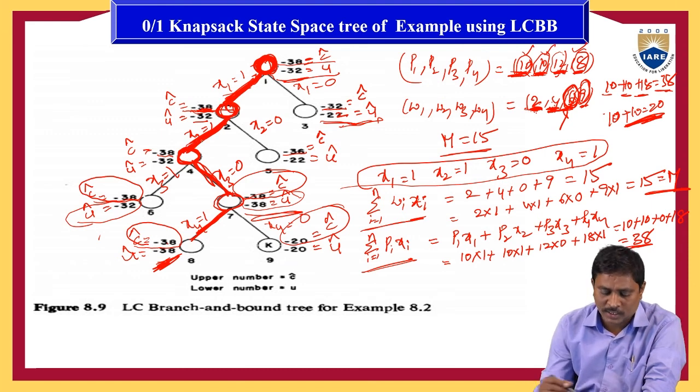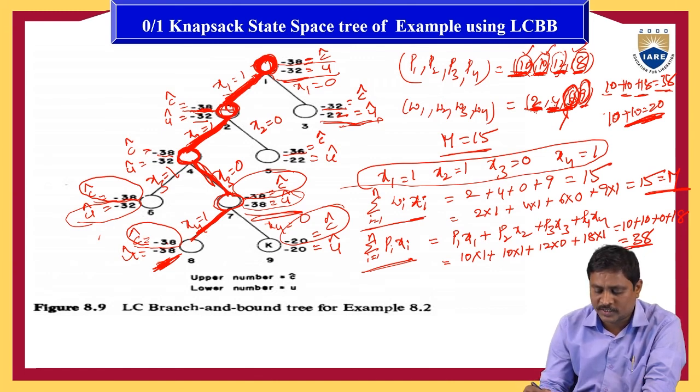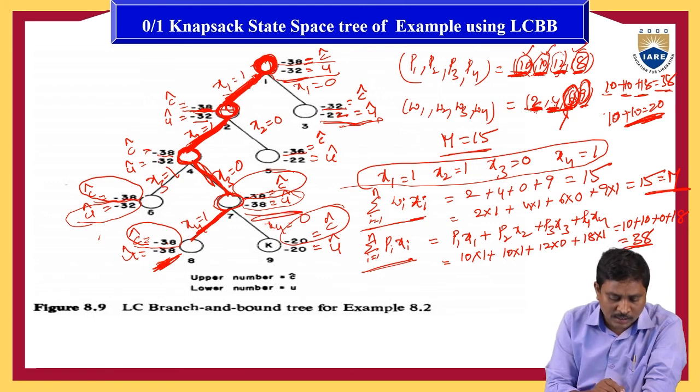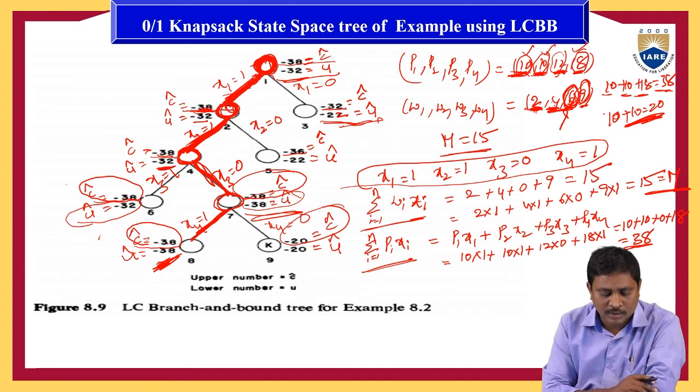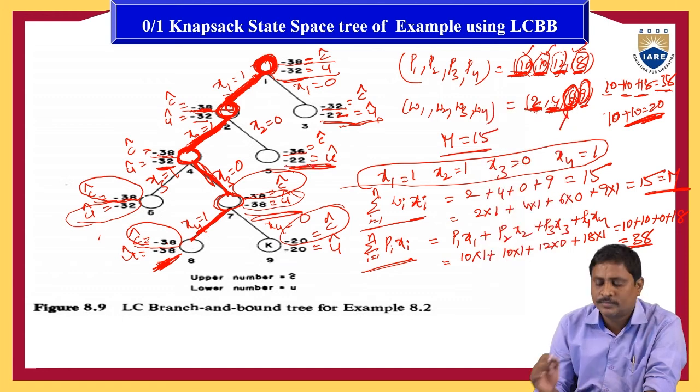Here we have already considered the W1 weight value. Next we consider the W2 weight value. 2 plus 4 is 6, 6 plus 6 is 12, 10 plus 10 plus 12, minus 32 is the upper bound, and minus 38 is the lower bound. So we consider the fractional part, and we get minus 38 as the least bound or lower bound. Similarly, here x2 equal to 0 means we do not consider the W2 weight value. The W2 weight value 4 is not considered. 2 plus 6 is 8, 10 plus 12, minus 22. Minus 22 is the upper bound.